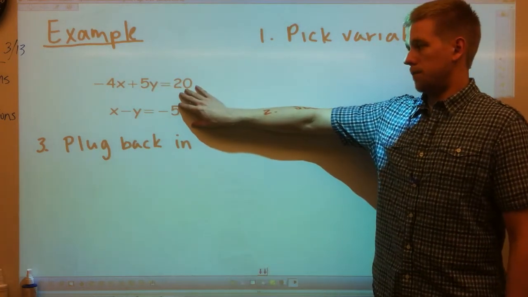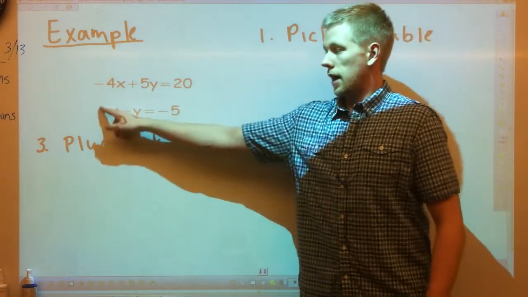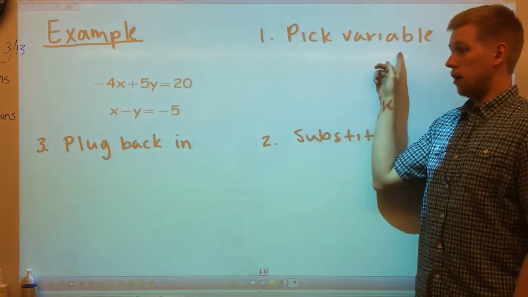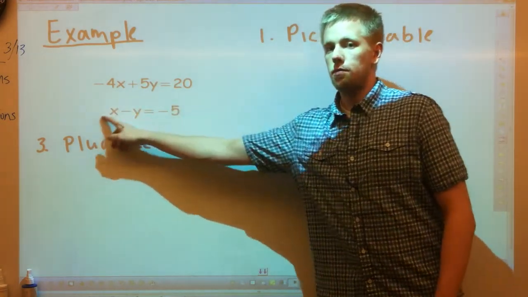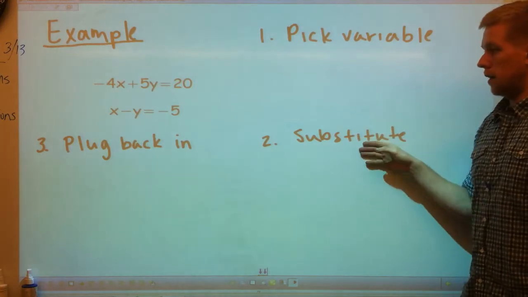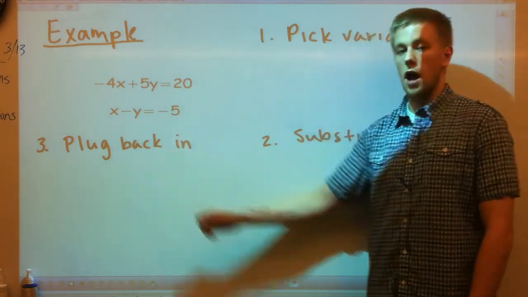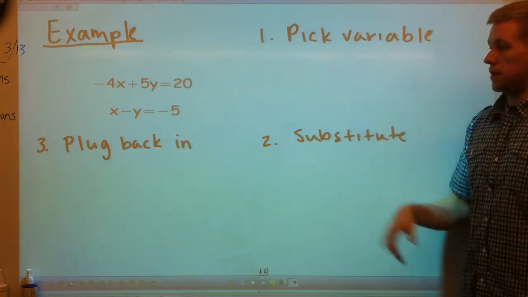This is your equation. I suggest you use this equation right here and solve for x. That's just what I would do. Okay? So to pick a variable, I just helped you out. I would pick x and solve for x here. Then substitute whatever you get into the other equation and plug that back in to get your y. And that's what I would do to solve for this system of equations.